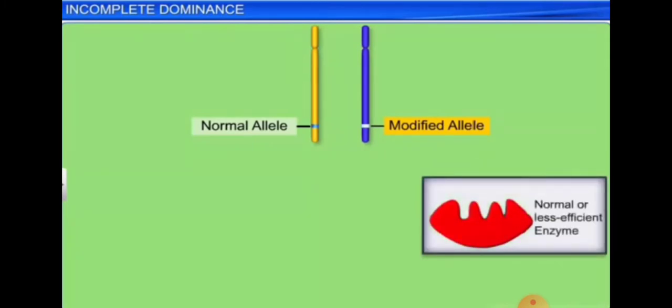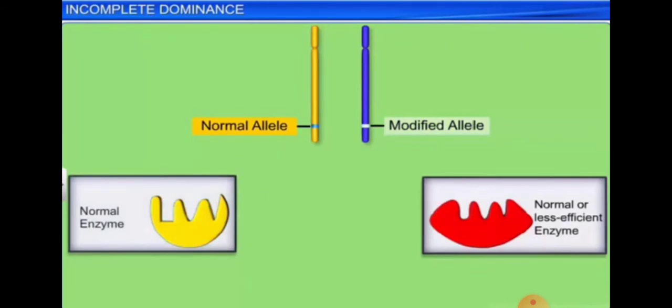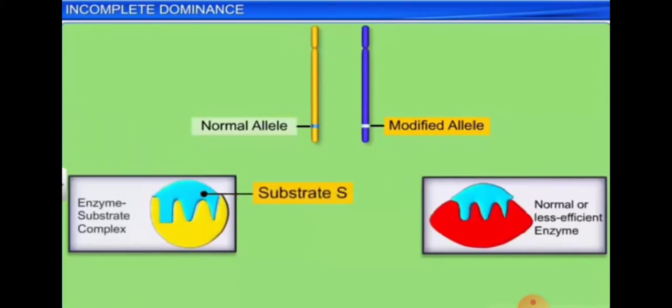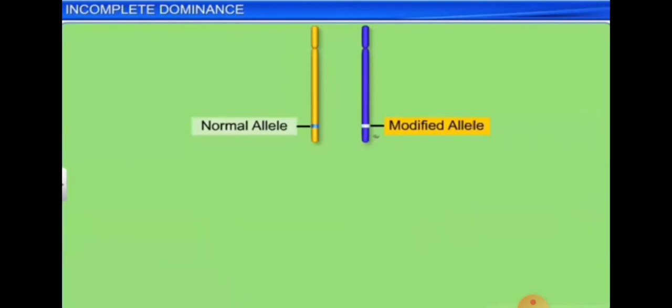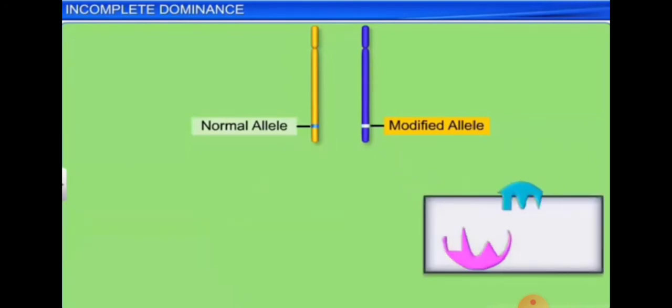Now, if the modified allele produces a normal or a less efficient enzyme, we can say that the modified allele is equivalent to the unmodified or normal allele. It means the modified allele will produce the same phenotype; in other words, it can bring about the transformation of the substrate. Such equivalent allele pairs are quite common.